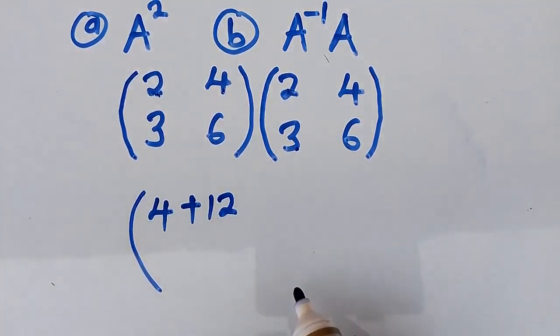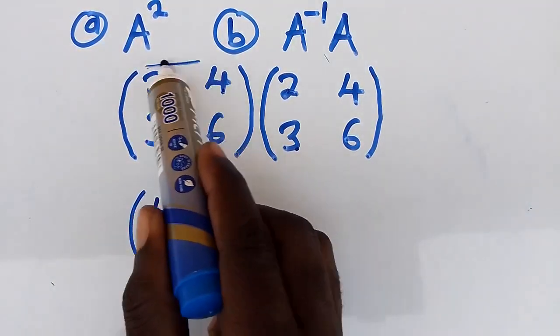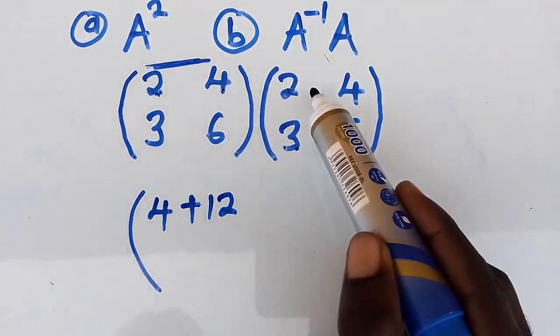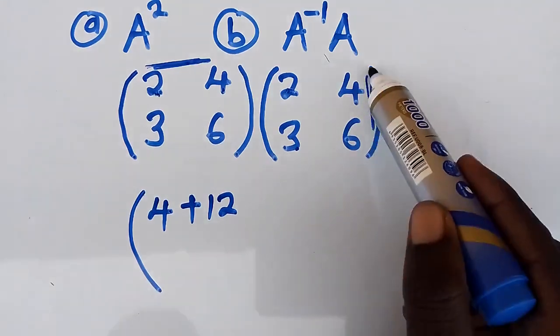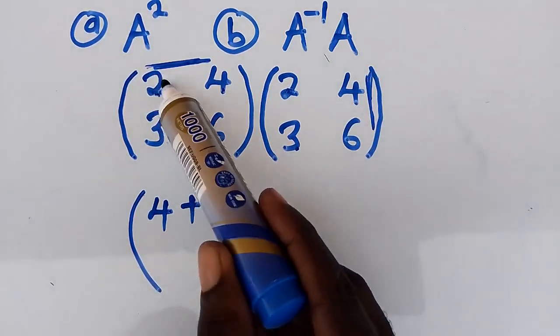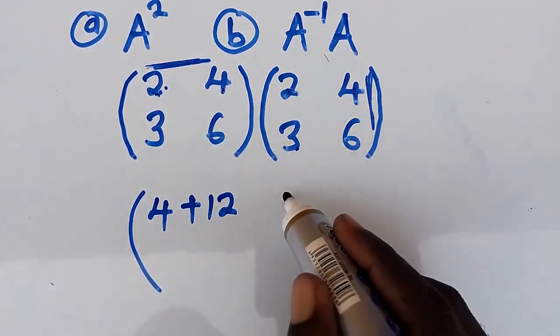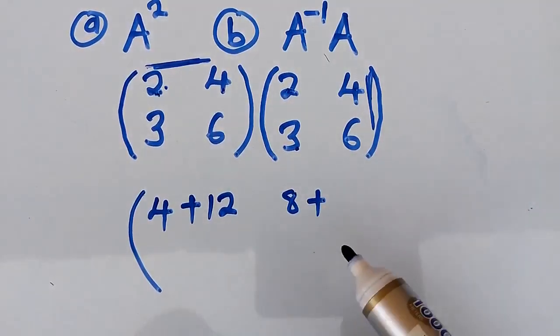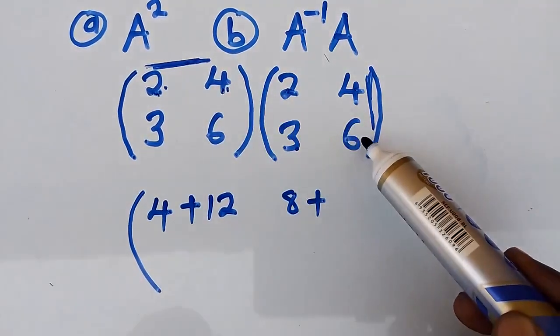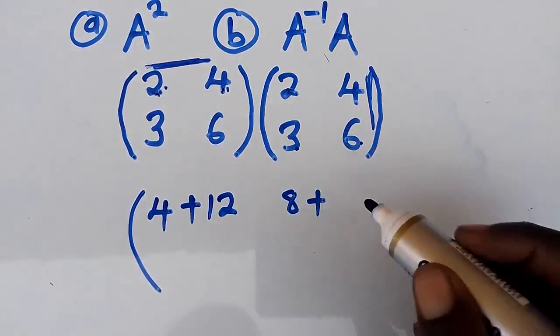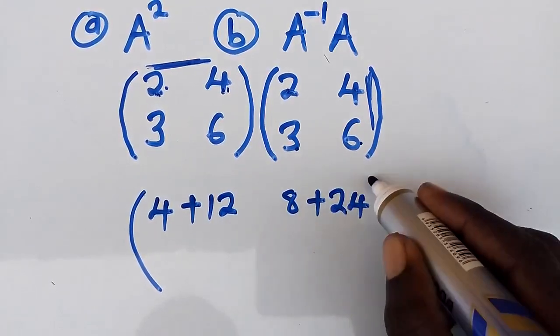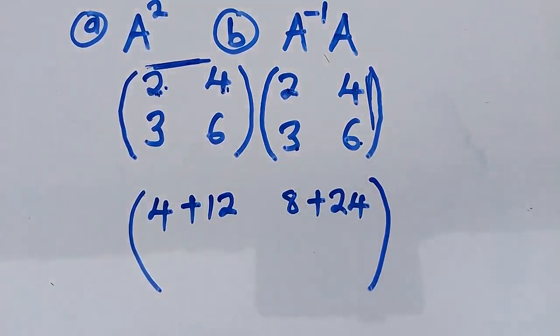I'm done with that part. With the same one here, I'll go with the next one. So what is 2 times 4? It is 8. Plus, what is 4 times 6? It is 24. So I'm going to say 24 there.